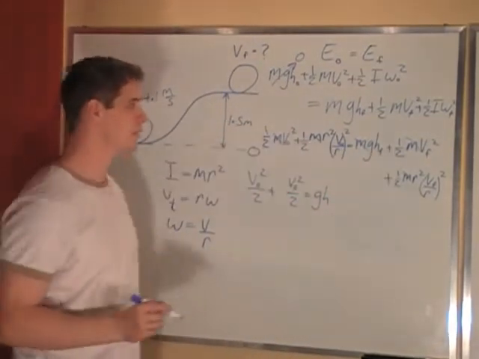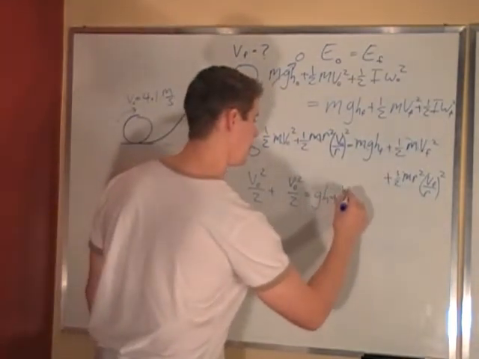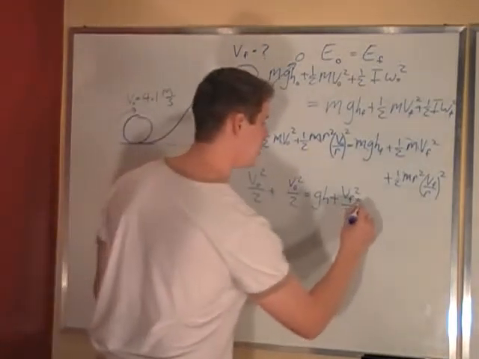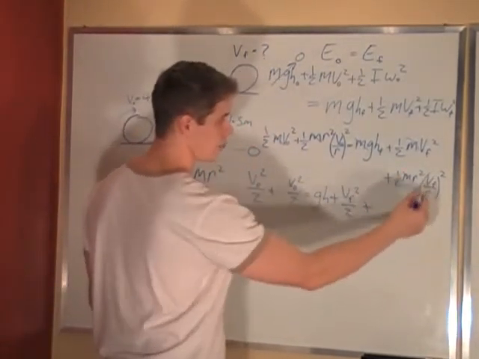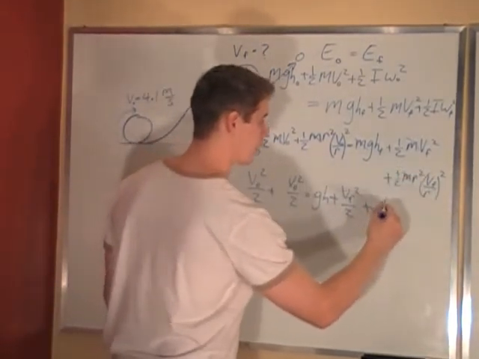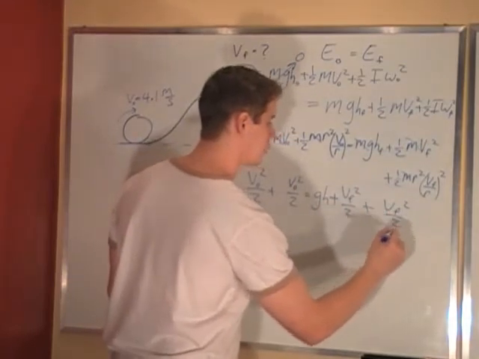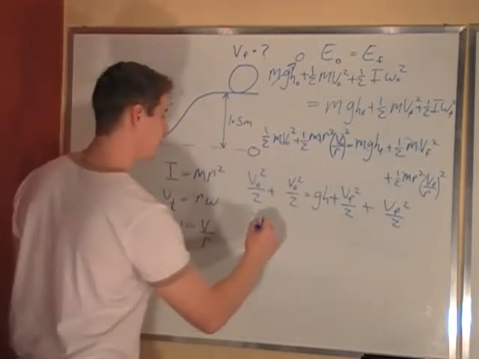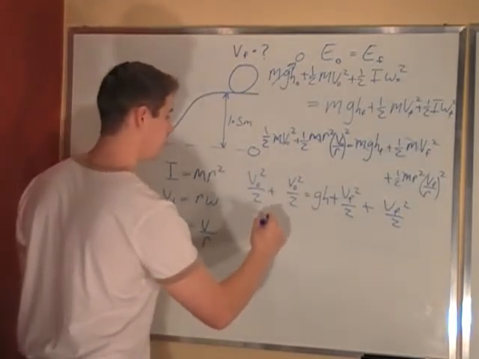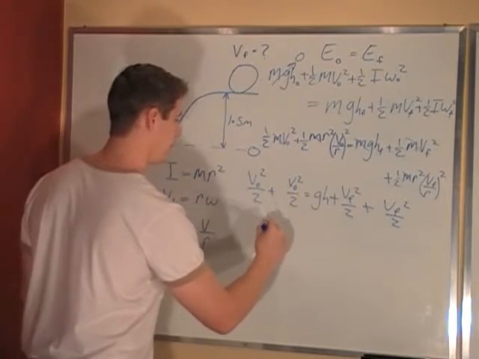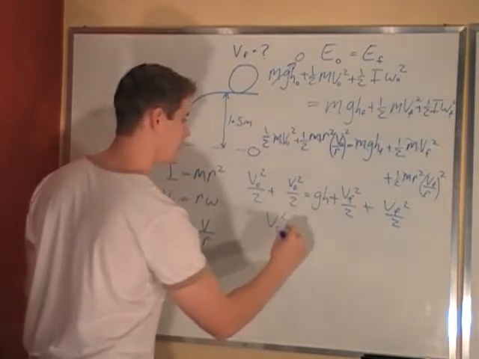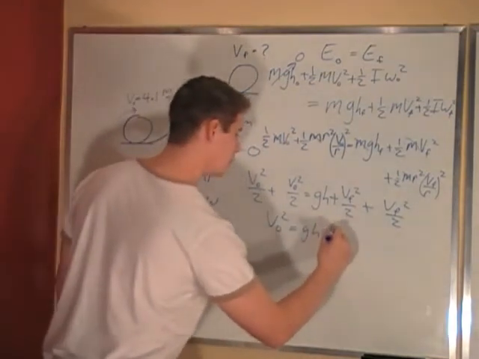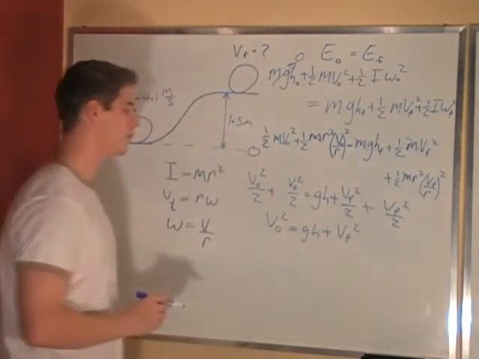Plus 1/2 vf squared, so vf squared over 2. And in this case, again, we're going to get the r's canceling. R squared cancels, so we get v final squared over 2. So these are fractions we can add up. v0 squared over 2 plus v0 squared over 2. 1/2 v0 squared plus 1/2 v0 squared is just v0 squared equals gh. Same with the vf plus vf squared.